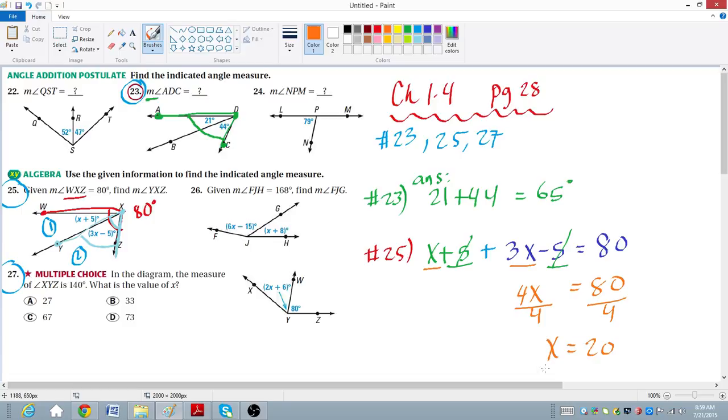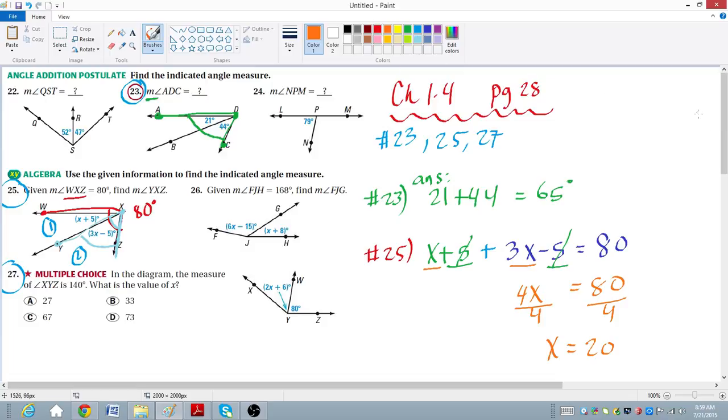So here, just because I found x, I am not done here. What you want to do is, because they're asking for YXZ, they're not asking for x. If they're asking for x, you're done. But they're asking for what that angle is. So you know x is 20. Well, take that 20, plug it back into angle 2.